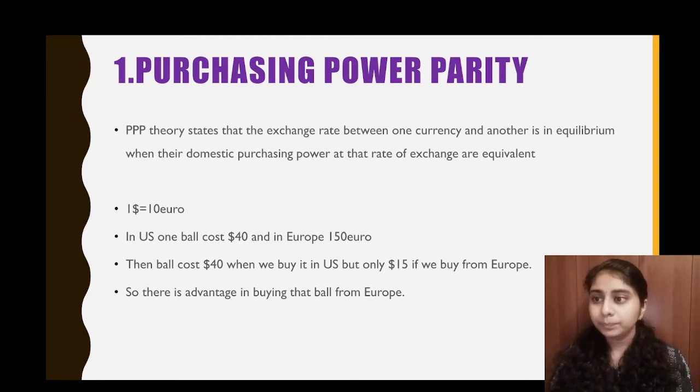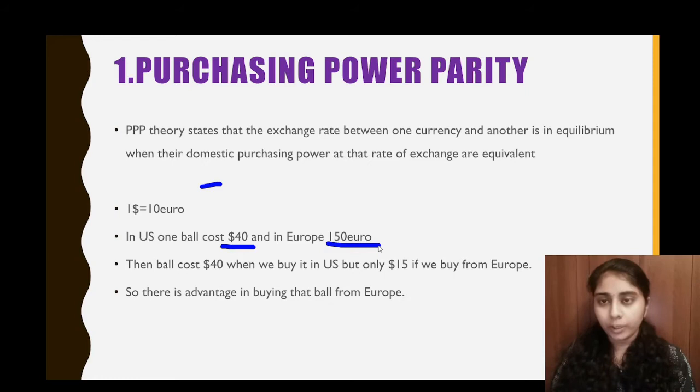Here suppose we are assuming that $1 is equal to 10 euros. I am a customer and I want to buy a football. One football costs $40 in America and 150 euros in Europe. So I am a customer and I want to buy a football, and the football costs $40 in America and 150 euros if I buy from Europe.